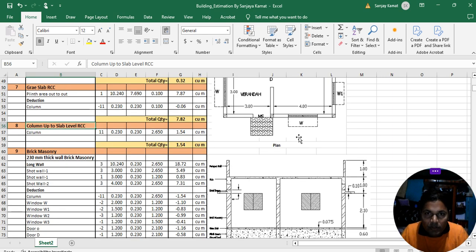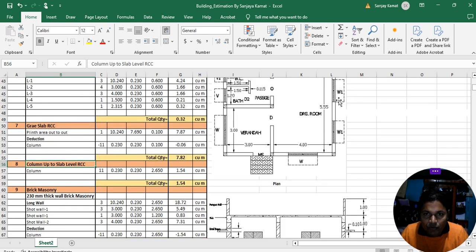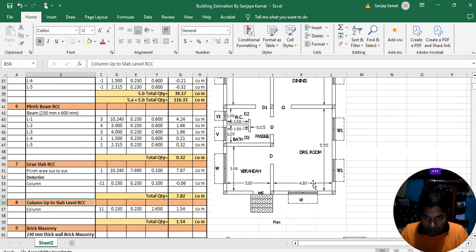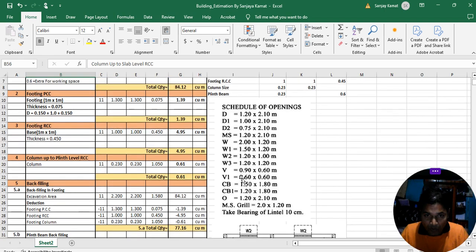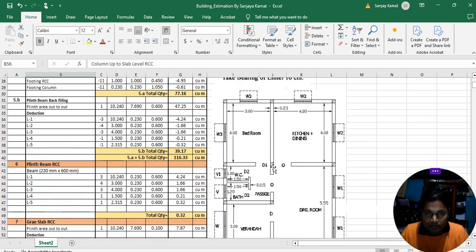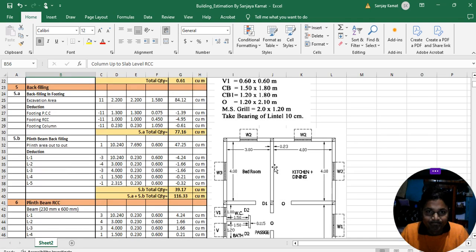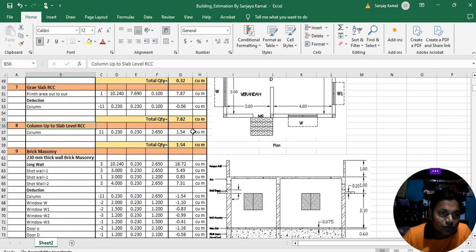Now as you can see here in the drawing, W1, the drawing room, has dimension 3 meter by 3 meter, and this drawing room is how much? The drawing room is 5.5 meter by 4 meter, as you can see here, okay. Now coming to point number 8.